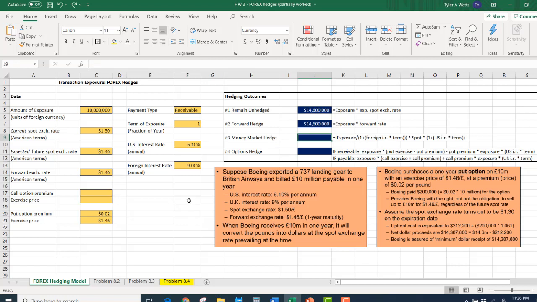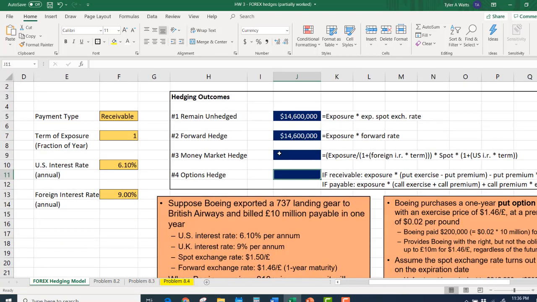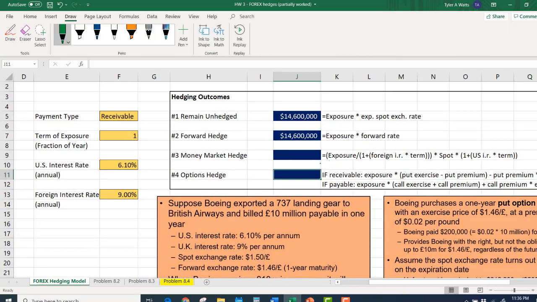If needed, you can pause, you can rewind. But I have spelled out exactly what we're doing math-wise over here. And I want to maybe, before we run this, walk through the math. So, what are the elements of the math for the money market hedge?